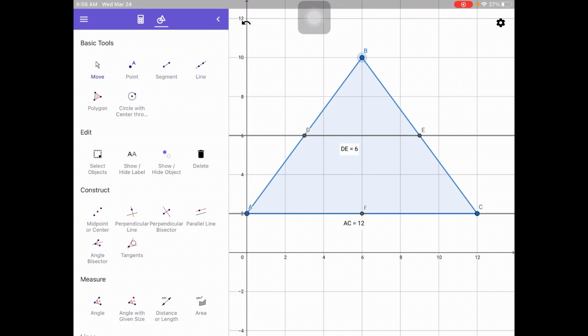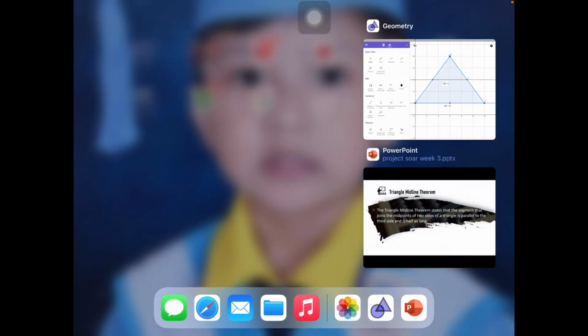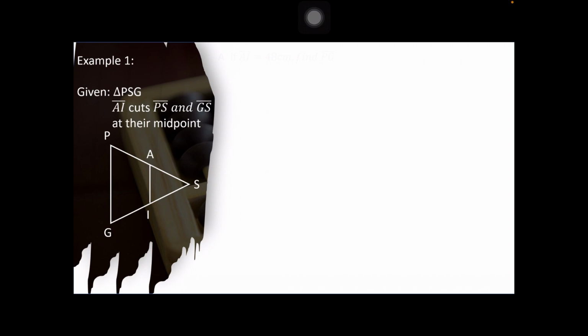Yan po. Nakita na natin yung theorem. We already proved the triangle midline theorem using GeoGebra. Next, ang gagawin naman po natin ngayon, i-apply na natin itong triangle midline theorem sa example. Yan po. Example number 1.